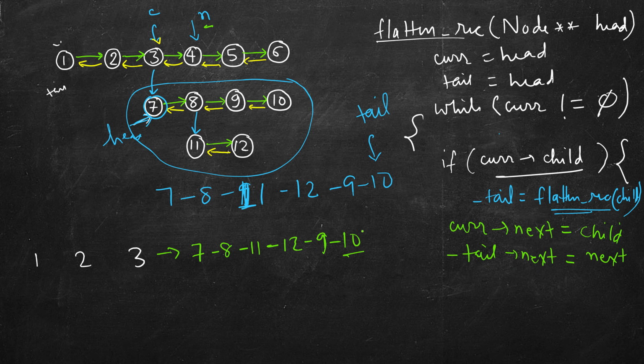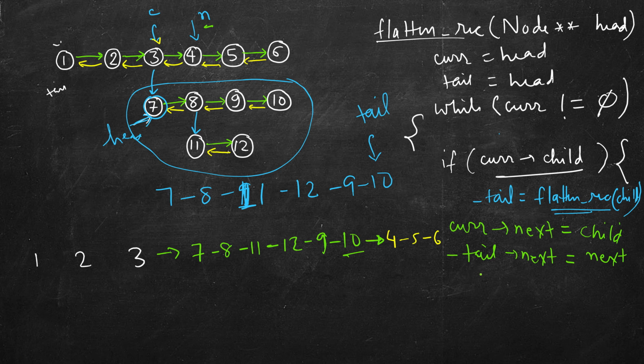So tail next becomes next, and next was 4. So 4 comes here, and after 4 nothing will change. So 10's next is 4. So let me draw in green. So this has changed with this line of code.